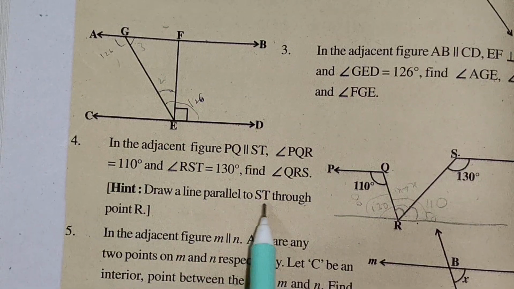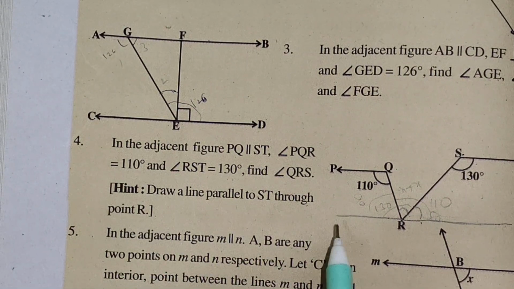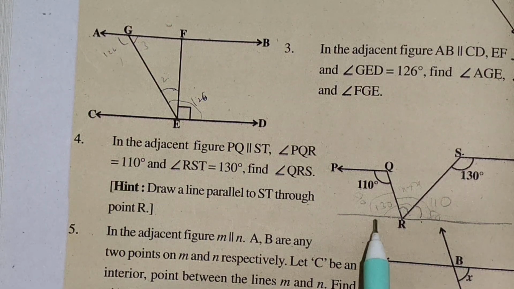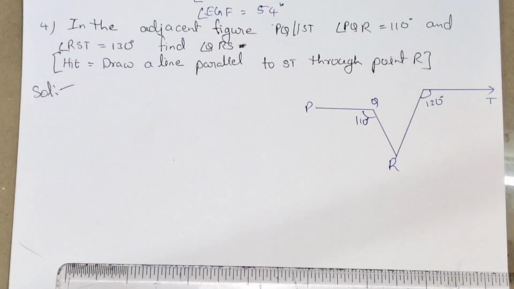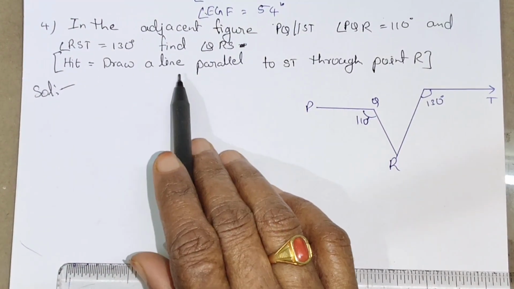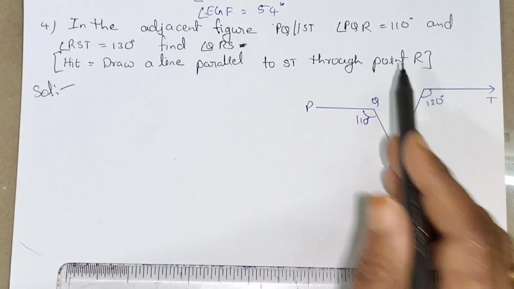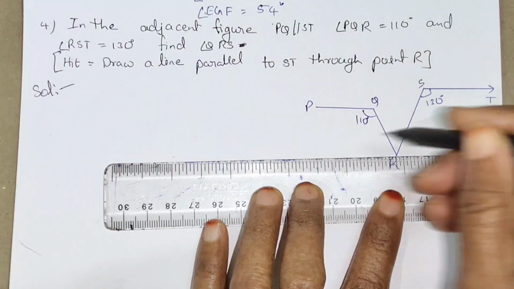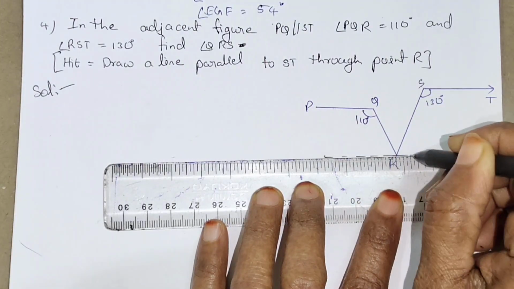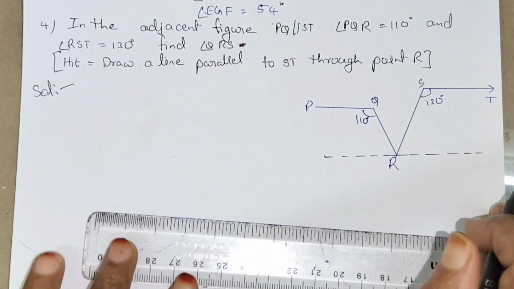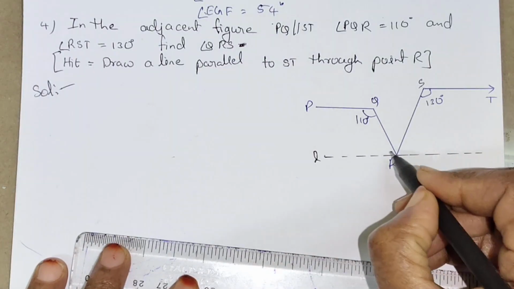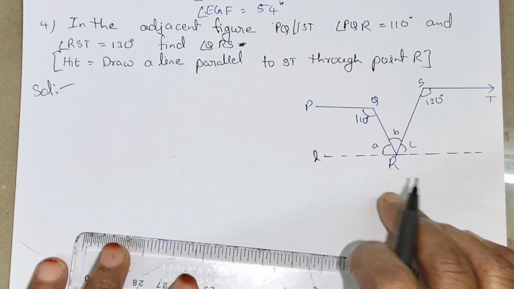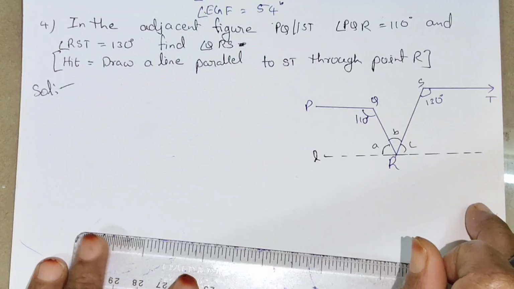Here we use the hint: draw a line parallel to ST through the point R. So we draw the parallel line, parallel to ST, passing through R. This is the line L. So three angles are formed, A, B, C. Here L is a straight line.